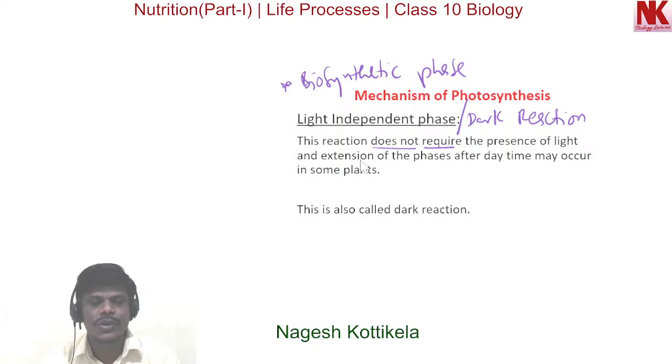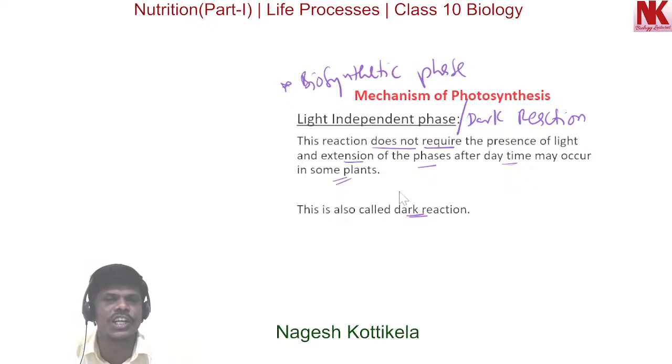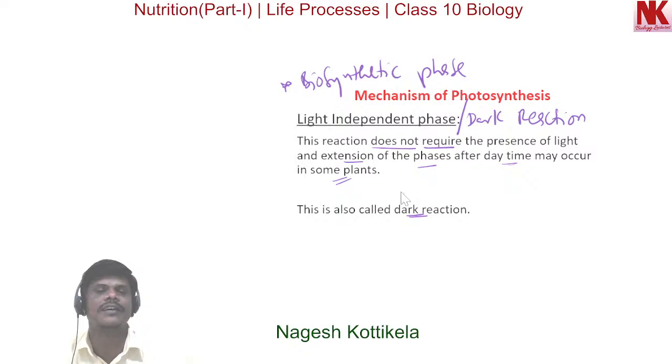Here extension of the phase after daytime may occur in some plants. It means after the daytime, during the night also, some of the reactions of this phase occur in some plants. So this is the reason it is called dark reaction. It does not mean that it occurs during the dark conditions at night. Simply the meaning of this is that light is not compulsory. Even in the absence of light, these reactions can occur. That is the meaning, okay.